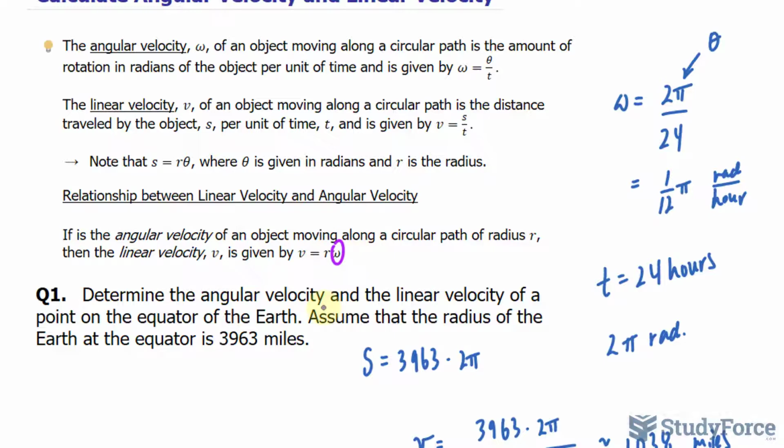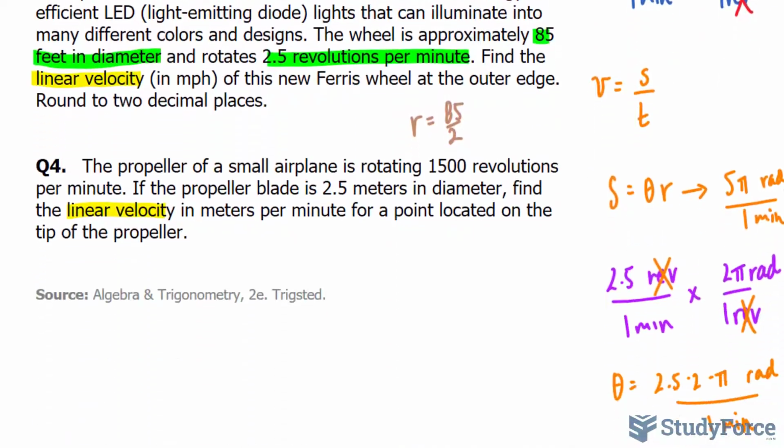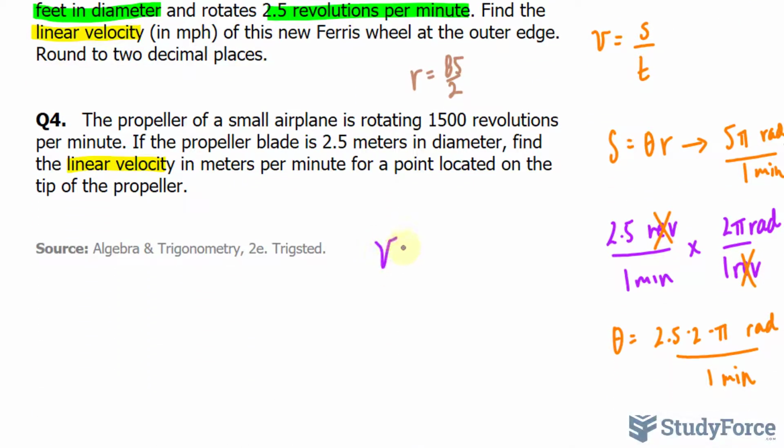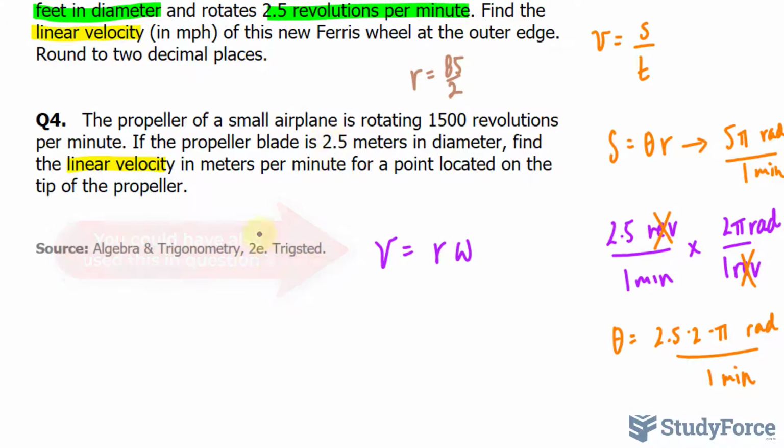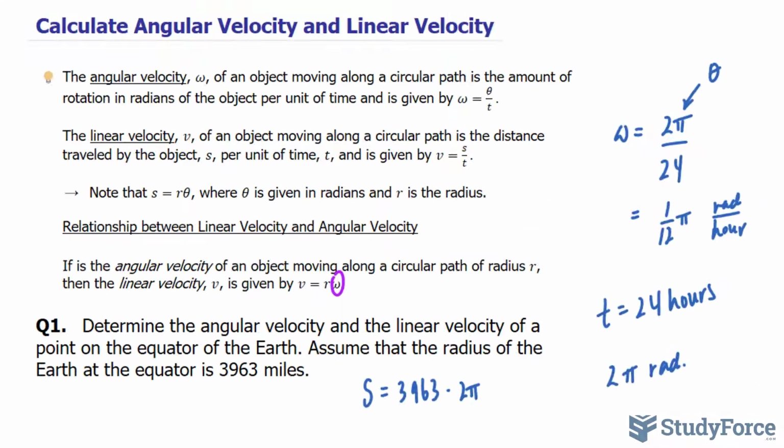And this is the relationship between linear velocity and angular velocity. So we'll be using this formula, v is equal to r omega, to help us find the linear velocity. We're told that the diameter is 2.5. Dividing this number by 2 gives us the radius. 2.5 divided by 2 is 1.25 meters. So that right there is the radius. Omega represents the angular velocity, and angular velocity is a relationship, as shown up here, between theta and t.